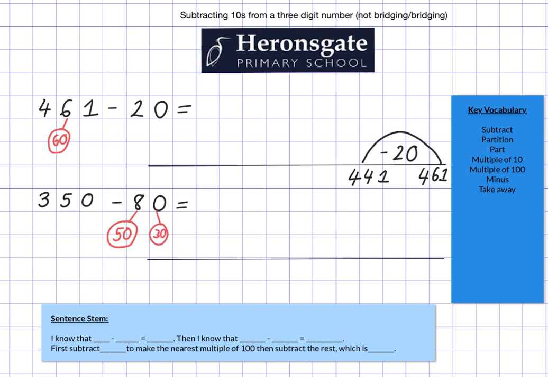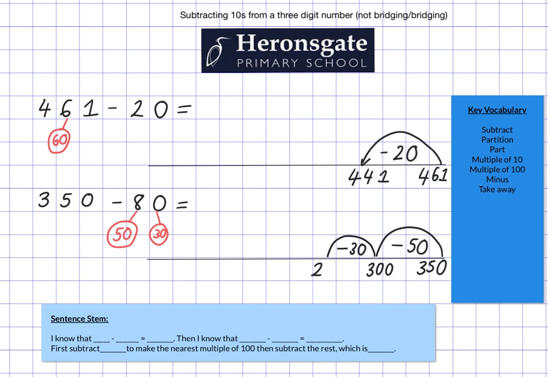So first of all, I start on the right side like I normally would, and I would start on the whole, which is 350. But first of all, I would take away the 50. So I make the next multiple of 100, which would be 300. Then, using my number facts, I would take away the 30. And I know that if I took away 3 from 10, it would make 7. So if I take 30 away from 300, it would be 200.